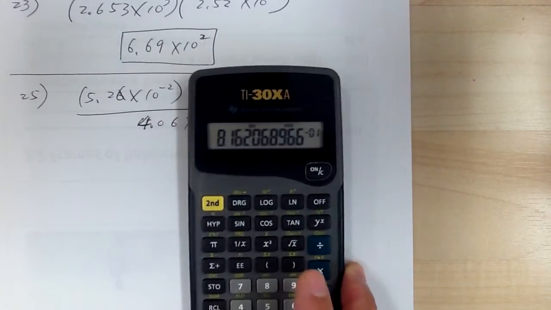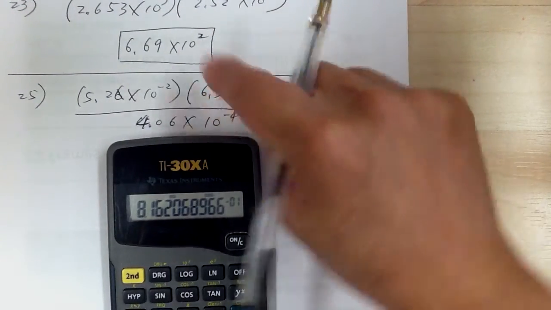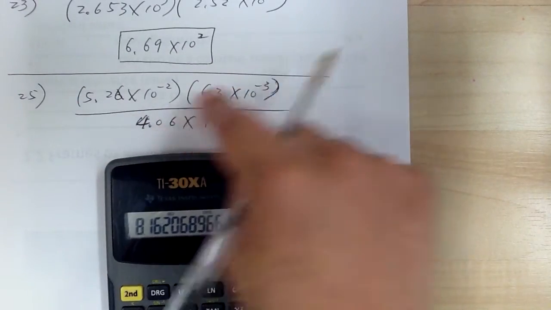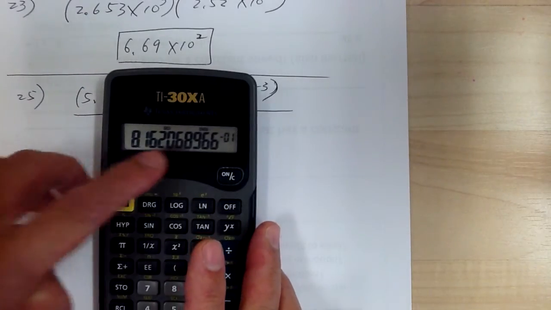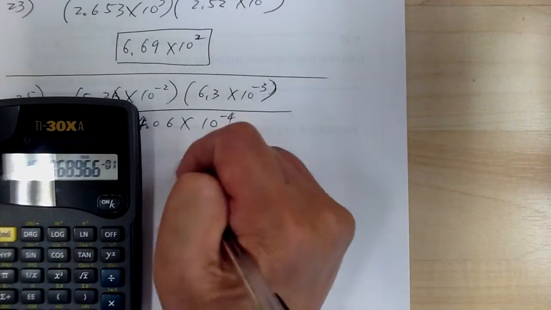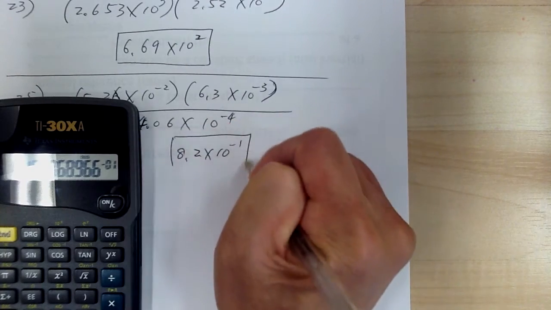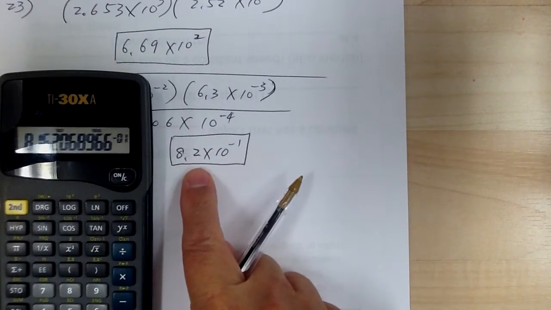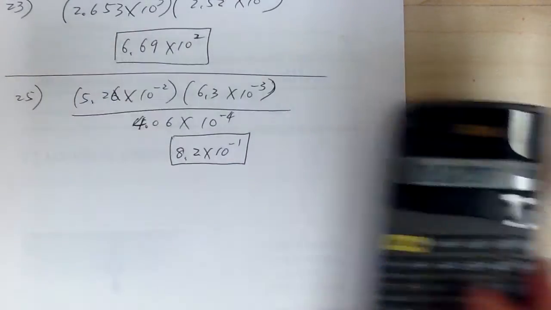I get 8.16. Now notice this has 2 digits, right? So these are 3 digits, 2 digits, 3 digits. So your answer should be rounded off to 2 digits. So I got 8.16, so I need to make it into 8.2 times 10 to the negative 1. Okay, so make sure you round it correctly and have the correct number of digits.